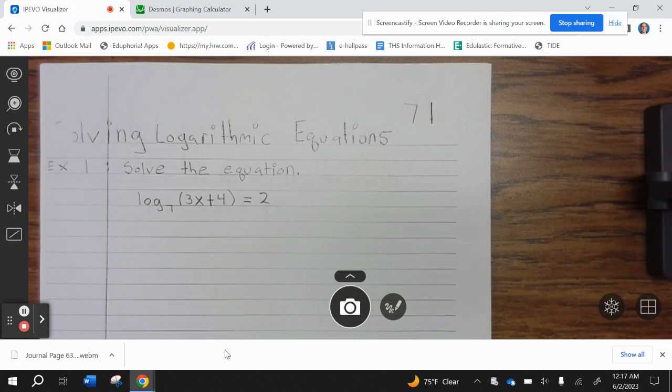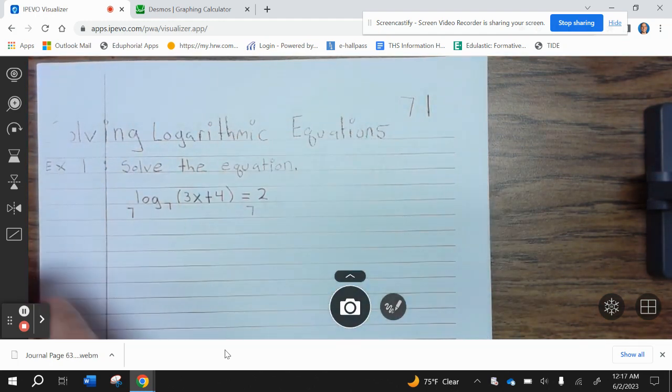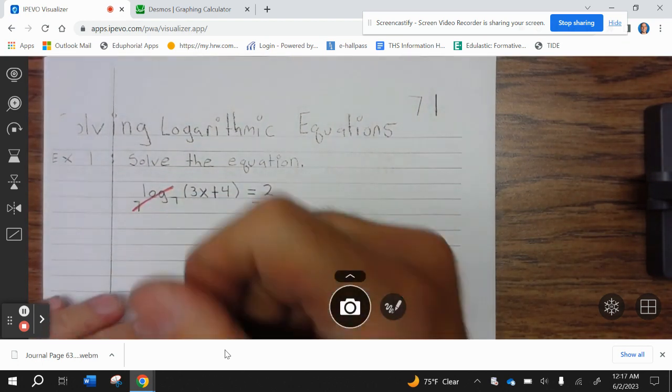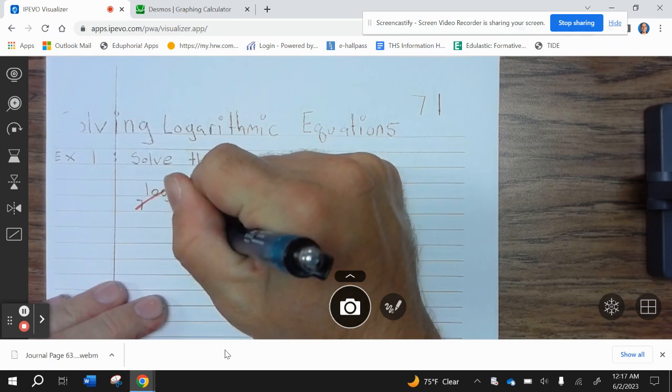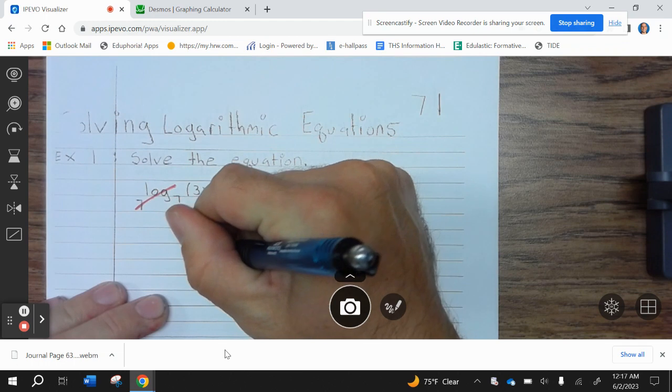Okay, welcome. Today we're going to look at solving logarithmic equations, journal page 71. Solve the equation. So here we're going to raise both by 7. This cancels. You get 3x plus 4 equals 49.